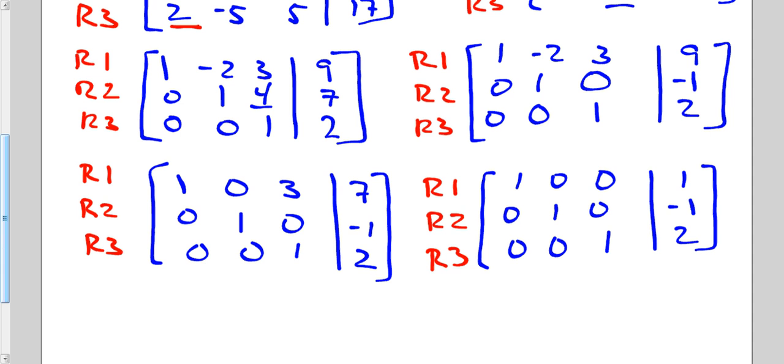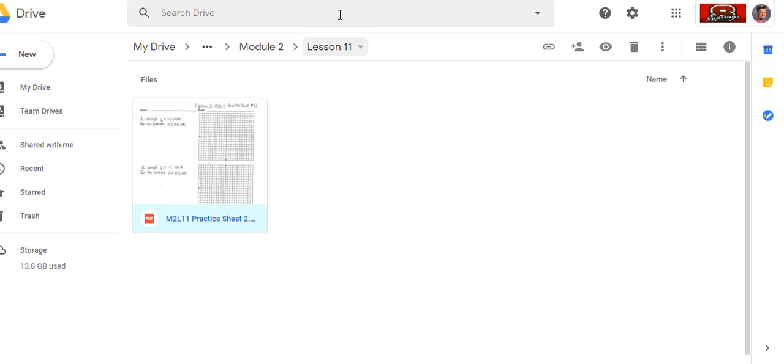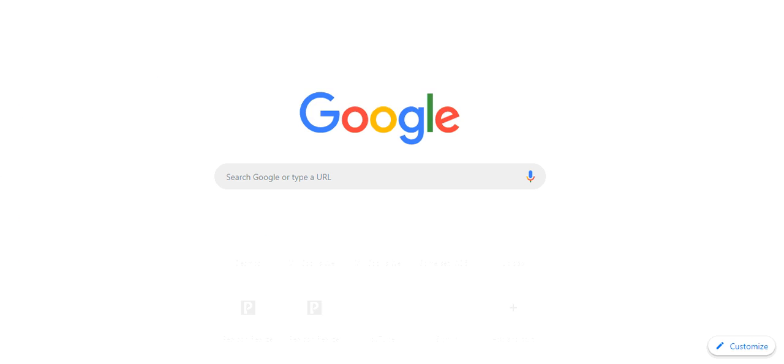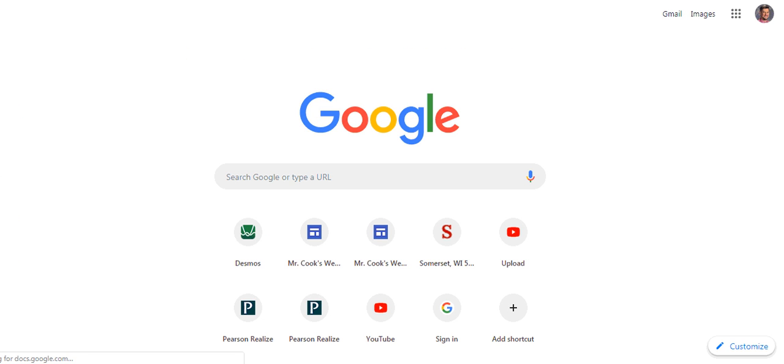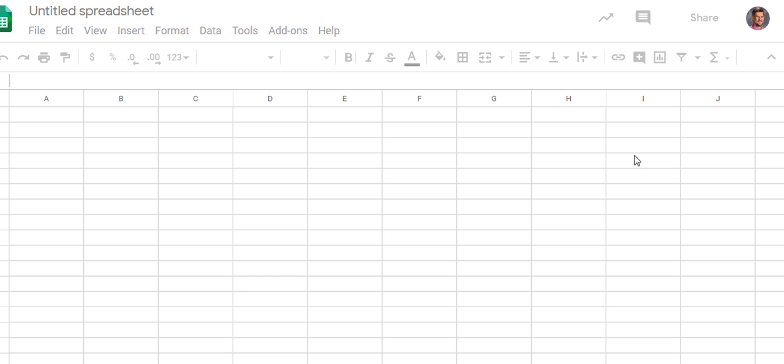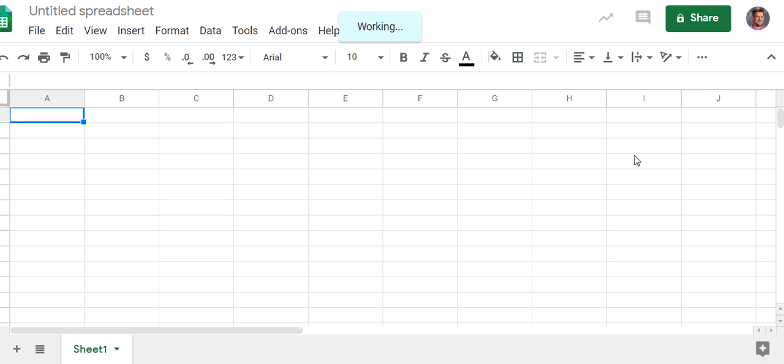Now, does this seem like more or less work? It seems like more work, right? Doesn't it? Let me ask you this, though. What is that? It's a spreadsheet, right?